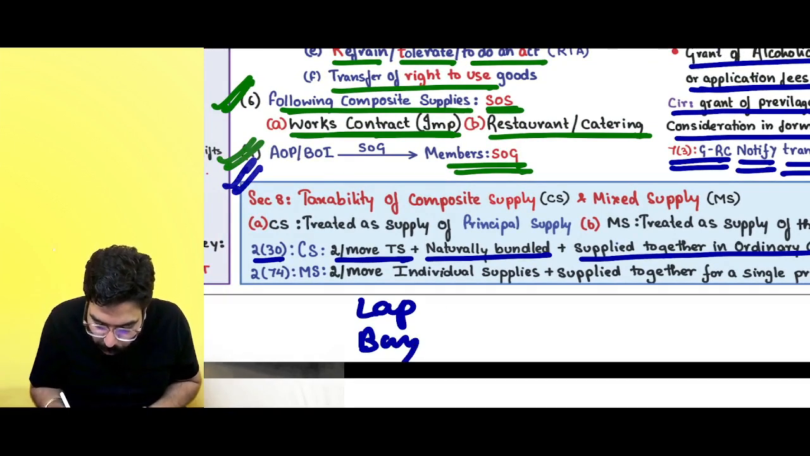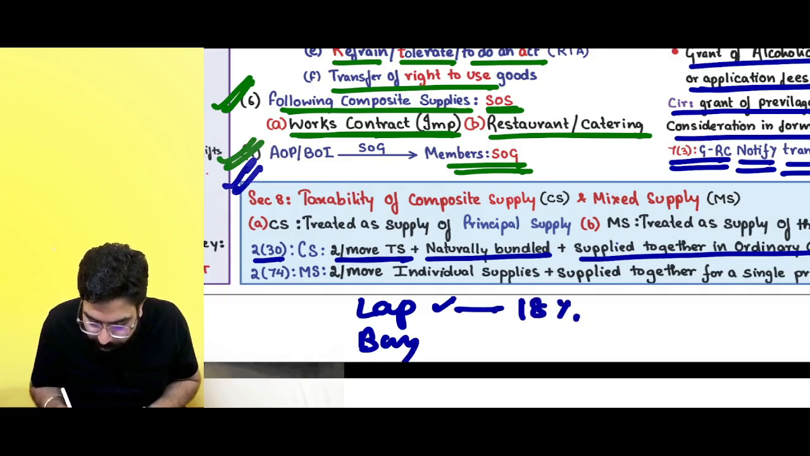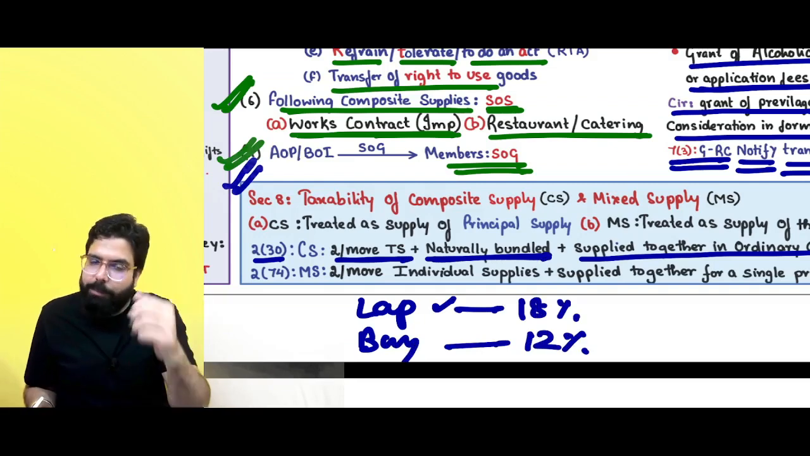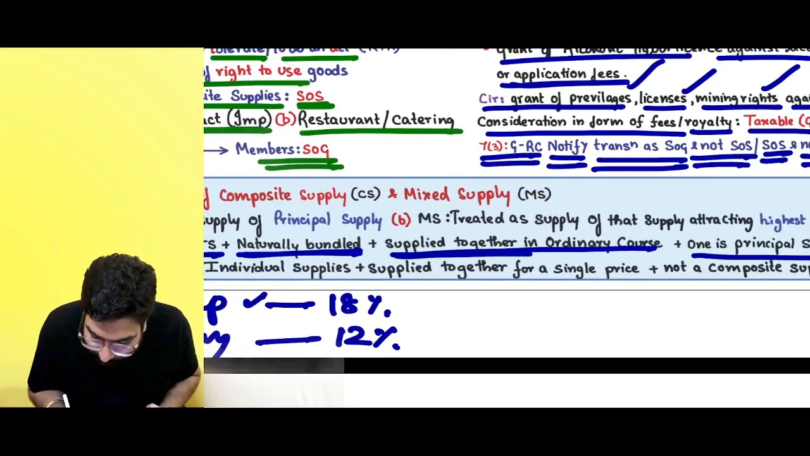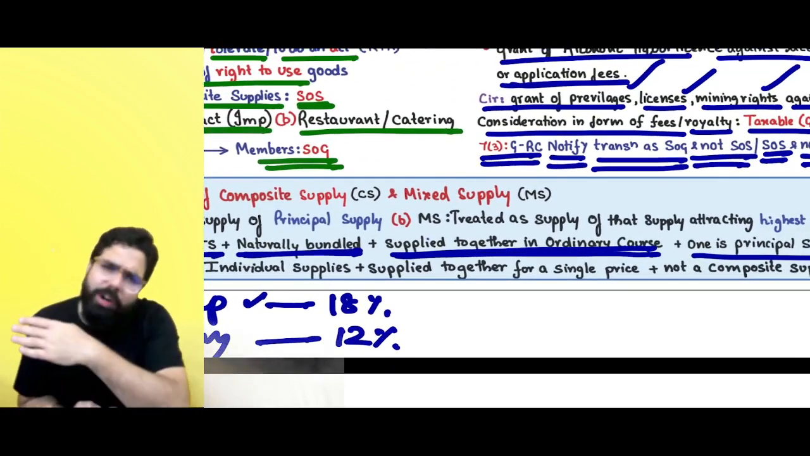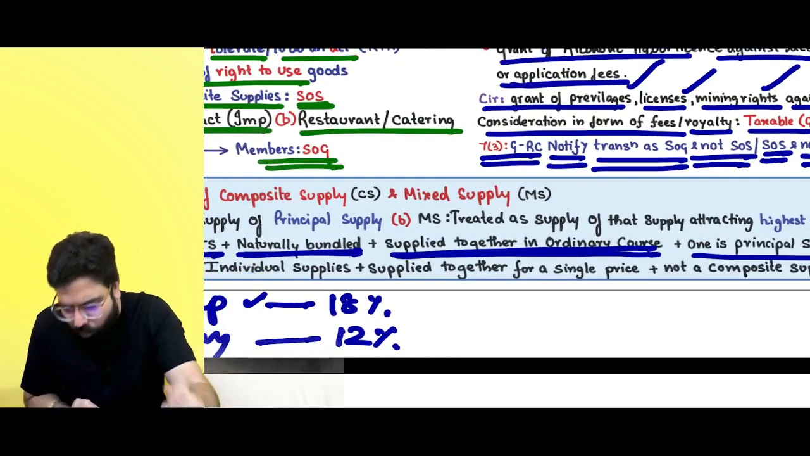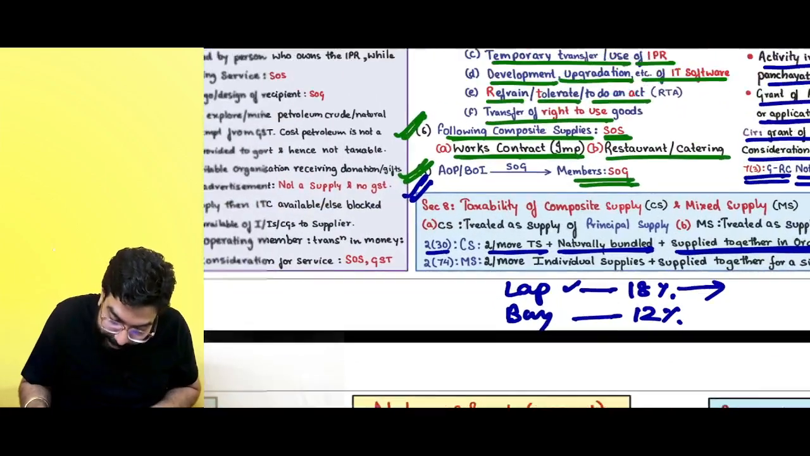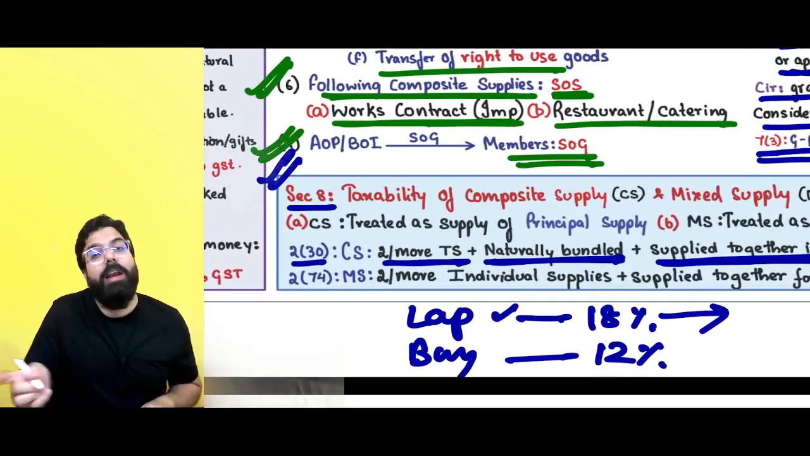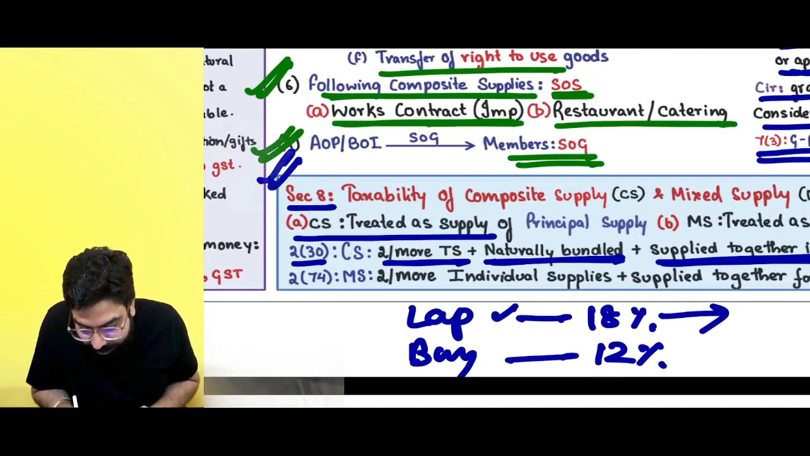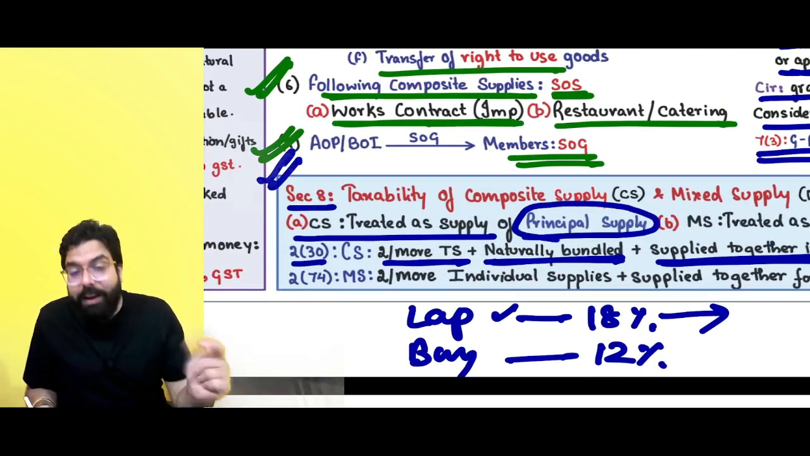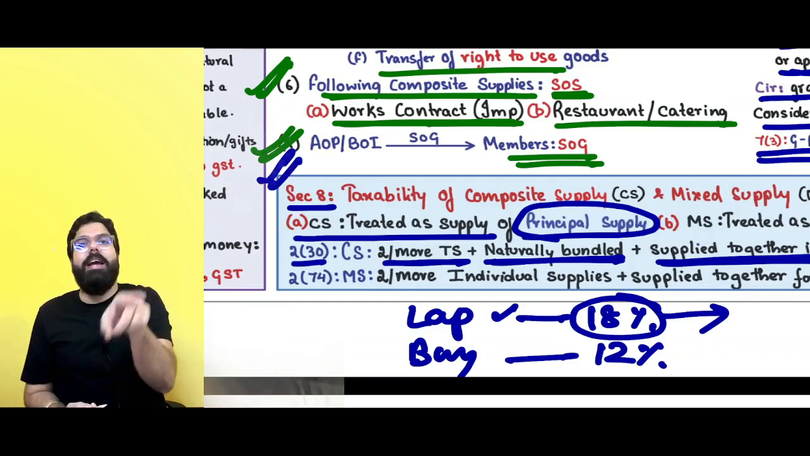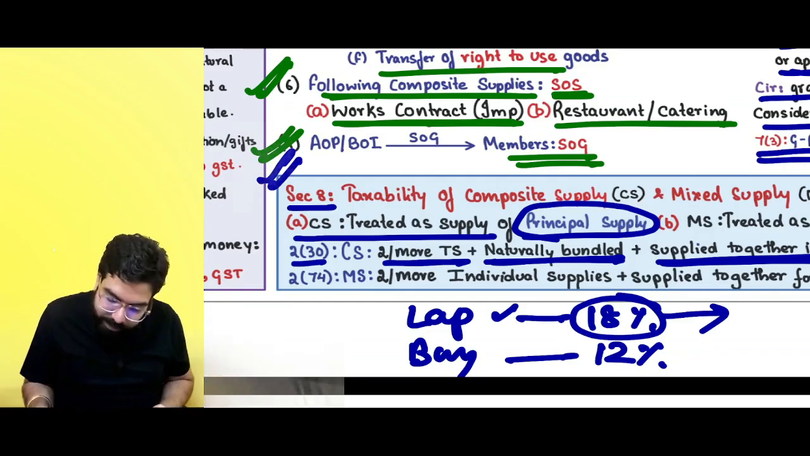Now this is two or more taxable supplies. Laptop rate is 18%, bag rate is 12%. It is naturally bundled. Yes sir, when we buy a laptop, a laptop bag is given. It is supplied together in the ordinary course. Yes sir, in the ordinary course all the businessmen supply it together. One is principal. What is principal? Principal is the laptop, and hence section number 8 says whenever it is a composite supply, it shall be treated as a supply of the principal supply, and hence the laptop's rate shall apply on the entire amount which is being charged. Yes sir, point is clear.